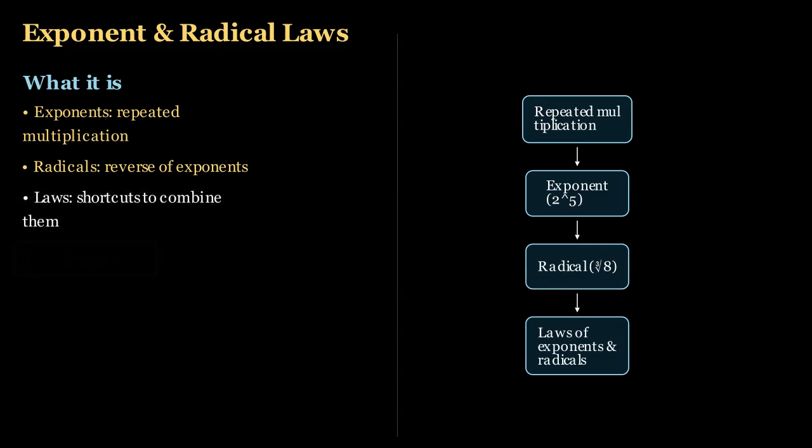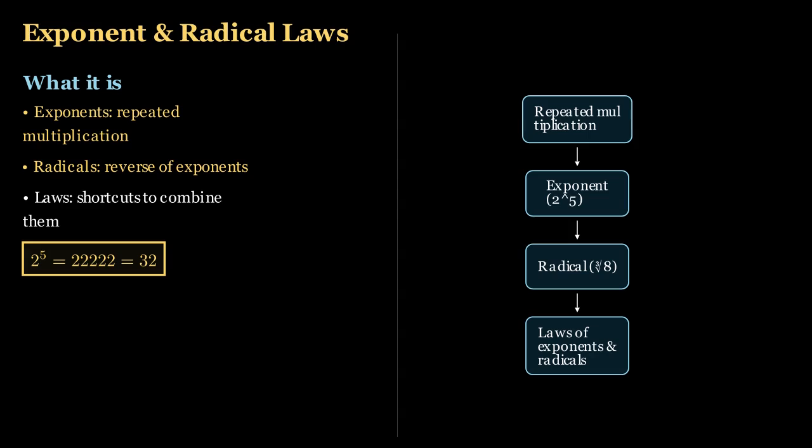Now, a radical is the reverse idea. If an exponent asks, what do I get when I multiply this many times? A radical asks, what number, multiplied by itself this many times, gives me this result? For example, the cube root of 8 asks, what number times itself 3 times equals 8?